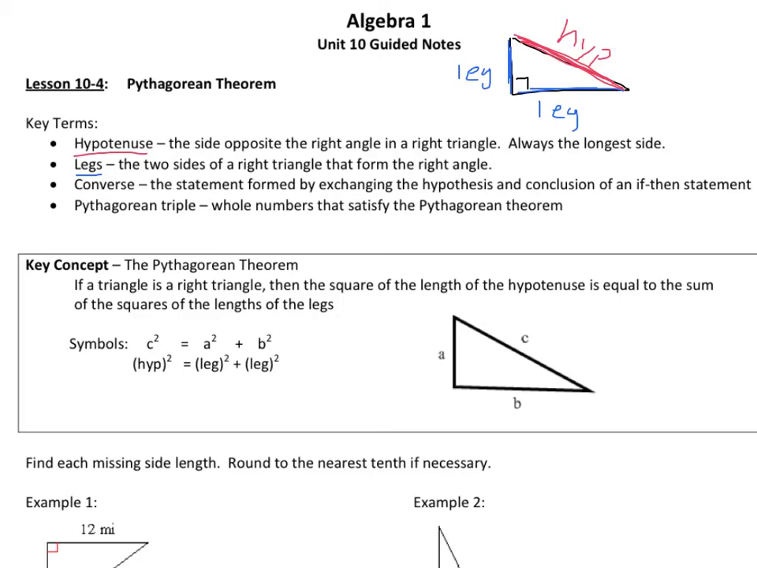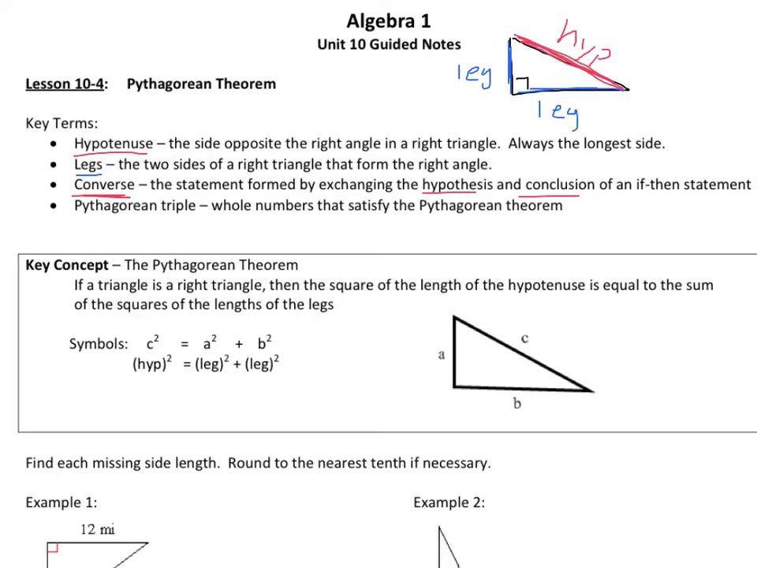A converse statement is when you take an if-then statement and switch the hypothesis and the conclusion, and this will make sense later. So basically we would say if A then B is a statement, and if I do the converse, I would say if B then A. I would go backwards. And again, that will make more sense later in application.